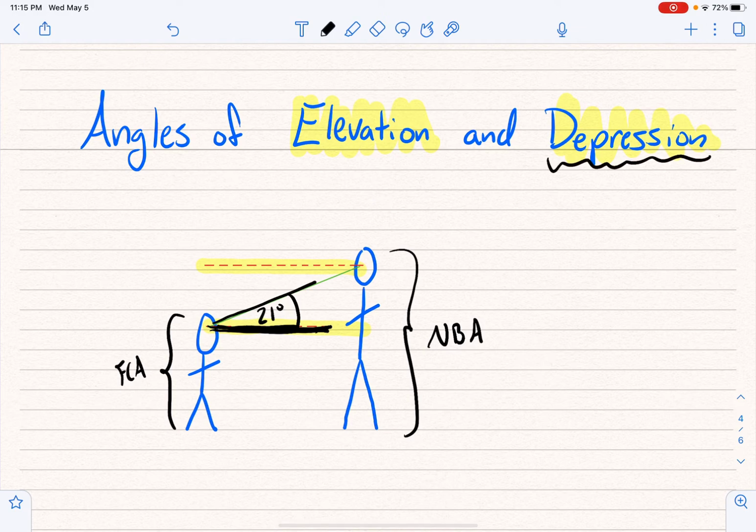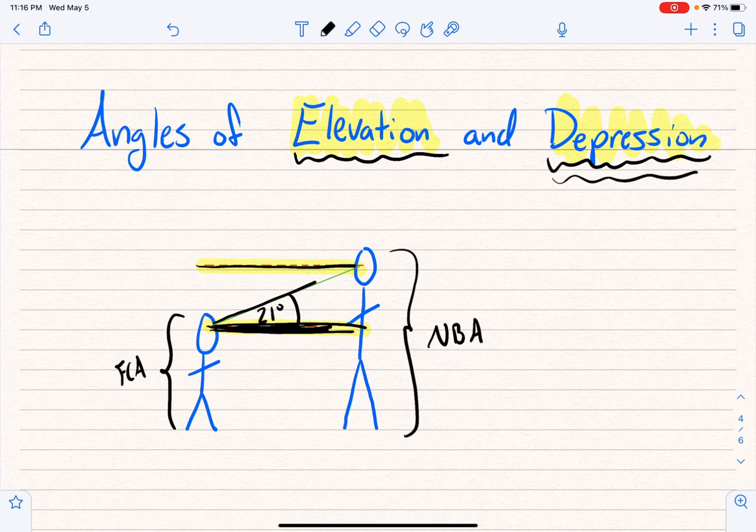Now let's think about what angle this person's looking down at. That would be a depression. Looking up is elevation, looking down is depression. If this is a horizontal and this is a horizontal down here, then they're parallel lines, and this angle right here would be an alternate interior angle, so it's got to be 21 degrees as well. As you look up with a 21-degree angle of elevation, this person has got to look down at you with the same angle, but it's an angle of depression. Look up above the horizontal, that's an angle of elevation. Look down below the horizontal, that's an angle of depression. Whatever angle you look up at would be the same angle that the other person is looking down at.